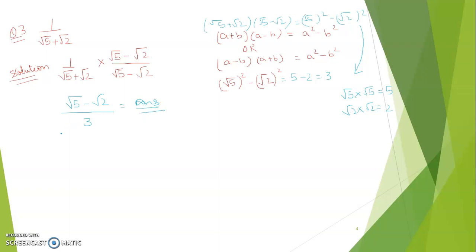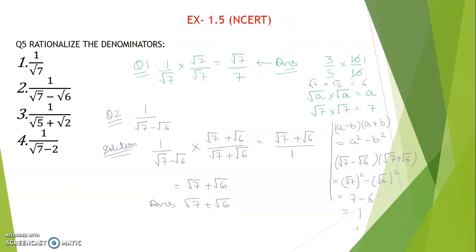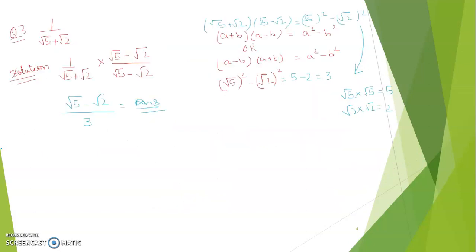Okay, now see the last part. It is saying 1 upon root 7 minus 2. So let me write the fourth part, 1 upon root 7 minus 2. So same thing, students, what I have explained. Solution: multiply and divide by the denominator with sign change. So 1 upon root 7 minus 2. Multiply and divide with sign change. Minus will become plus.